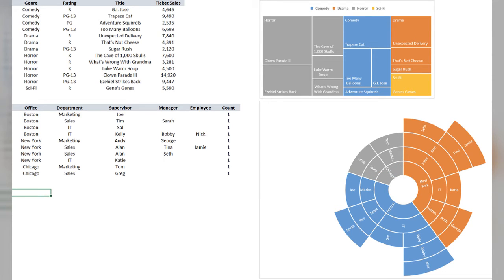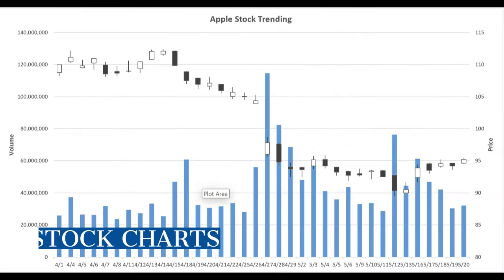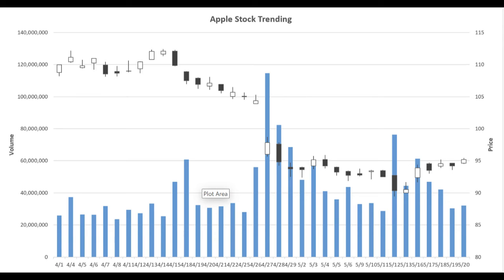The data set for the stock chart shows the stock price of Apple from April 1st, 2016 to May 20th, 2016. Stock charts are perfect for market data while using boxes and whiskers. While the bars represent the volume of Apple stock on different dates, the box and whiskers represent a summary of an interval of values for the day.